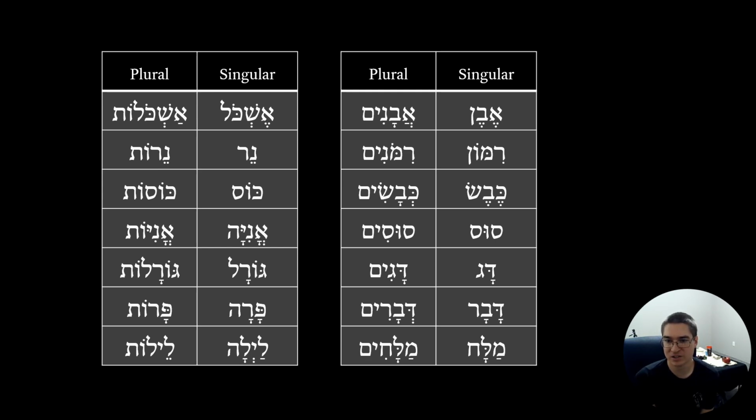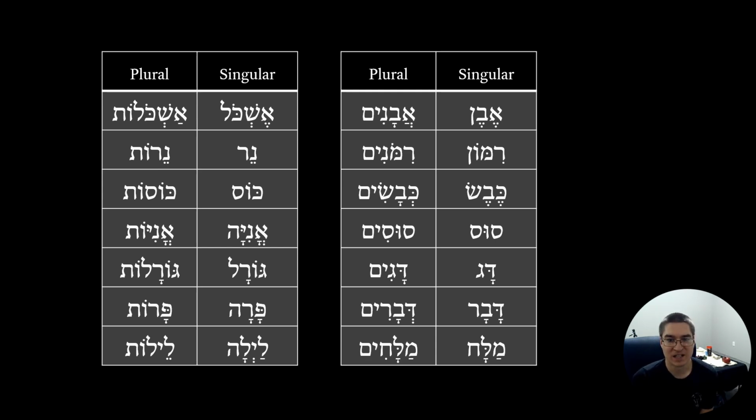So on the right hand side, let's just read through these together and the pattern should become pretty obvious. Evan becomes avanim. Rimon becomes rimonim, kevis becomes kevasim, sus becomes susim, dag becomes dagim, davar becomes devarim, malach becomes malachim.